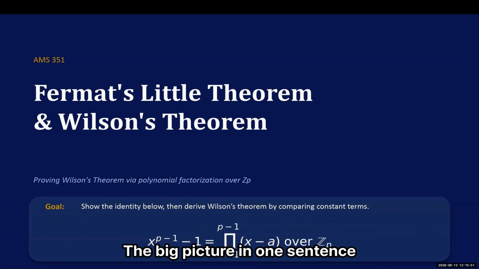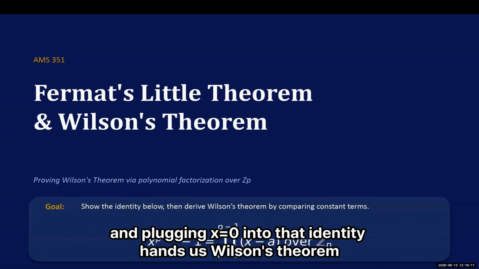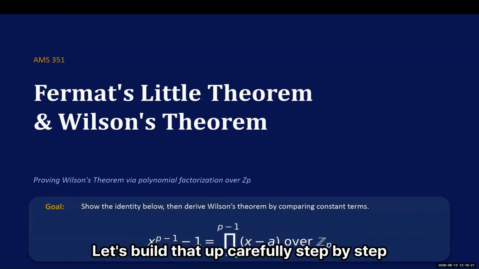The big picture in one sentence. Over F_p, the polynomial x^(p-1) - 1 factors completely as (x-1)(x-2)...(x-(p-1)). And plugging x = 0 into that identity hands us Wilson's theorem. Let's build that up carefully step by step.